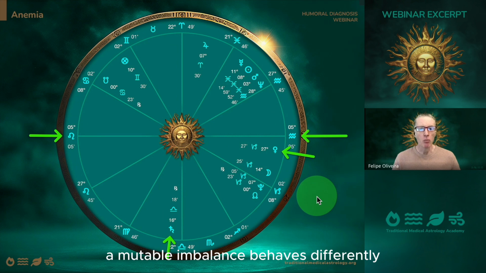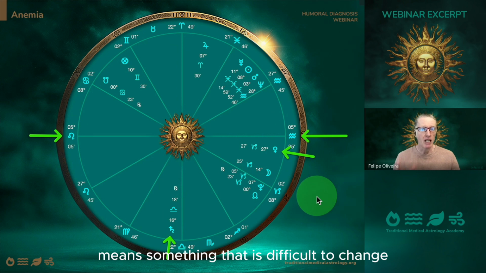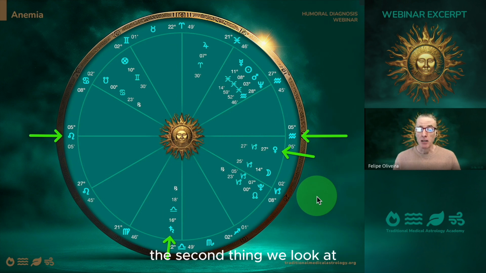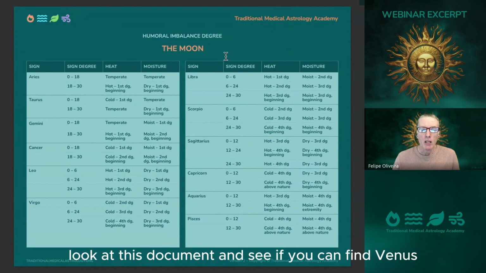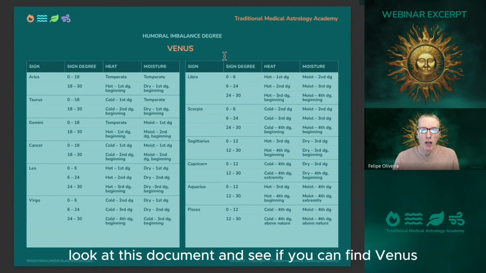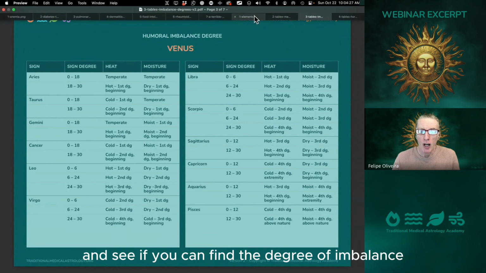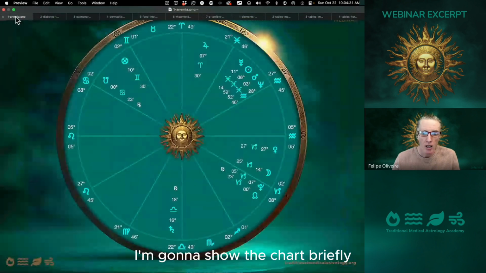A mutable imbalance behaves differently, and a fixed imbalance even differently. A fixed imbalance means something that is difficult to change. It came to the surface, probably over time, and it's going to be very difficult to restore. The second thing we look at in relation to Venus is the degree. Look at this document and see if you can find Venus and the degree of imbalance. I'm going to show the chart briefly.